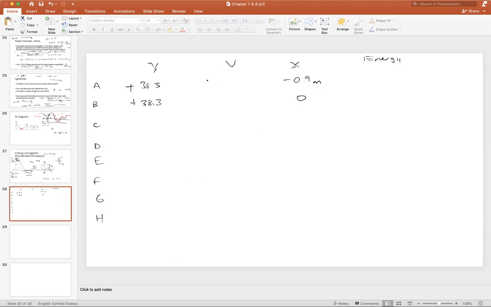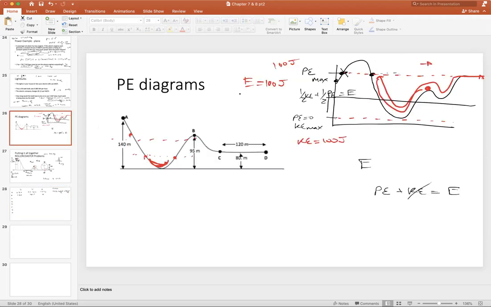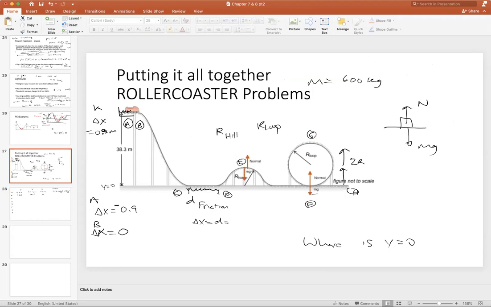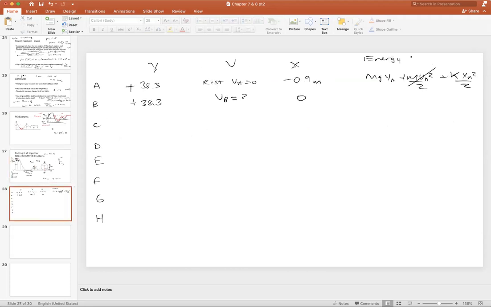It's initially at rest. So VA is 0. I don't know what VB is. VB is going to be something. The energy this has is mgyA plus mvA squared over 2 plus kxA squared over 2. At A, the spring's compressed. It has energy from potential energy of gravity. What it doesn't have is this. And then at B, it has mgyB plus mvB squared over 2, but there's no spring.